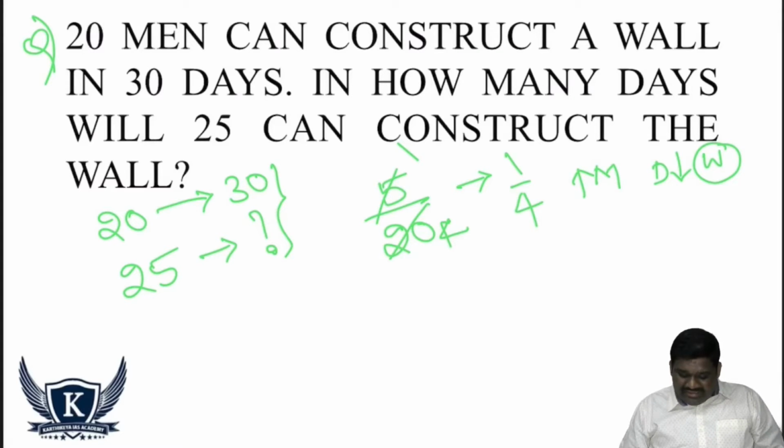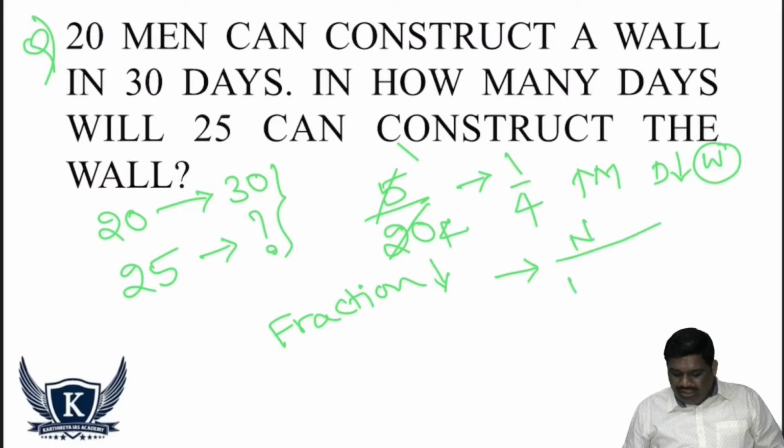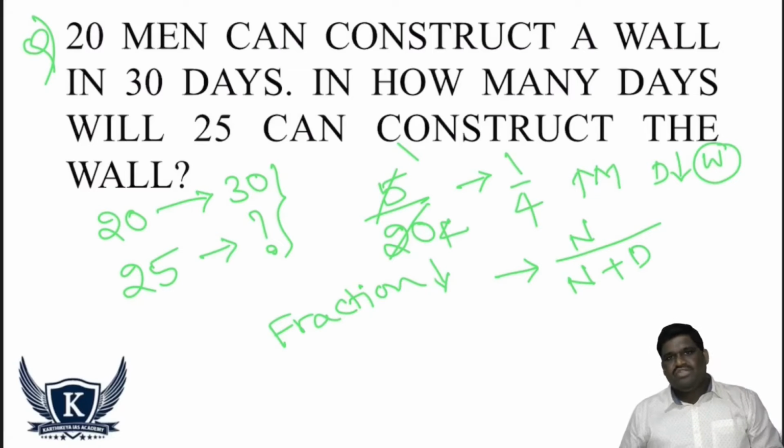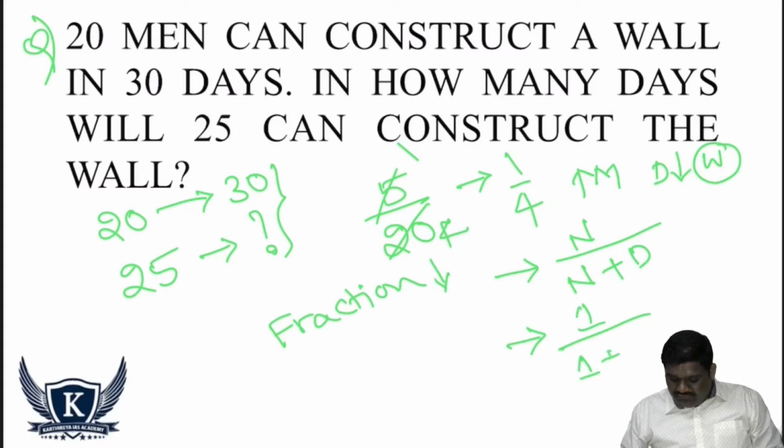So to decrease, the fraction should be decreased. To decrease the fraction, I have to add the numerator to the denominator. If the fraction is to be increased, I have to keep the numerator as constant and subtract the numerator from the denominator. So that point should be noted. So now this can be done as 1 by 1 plus 4, that is nothing but 1 by 5.